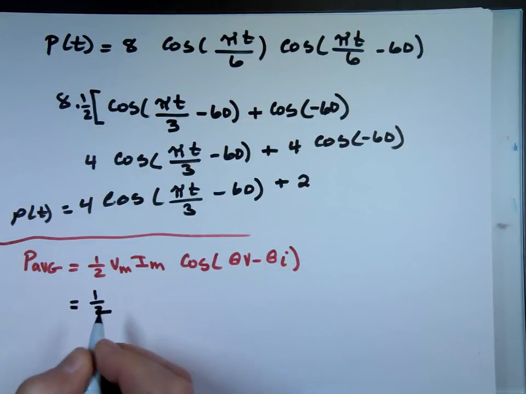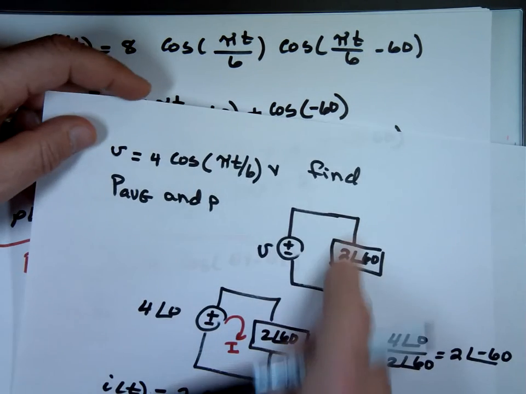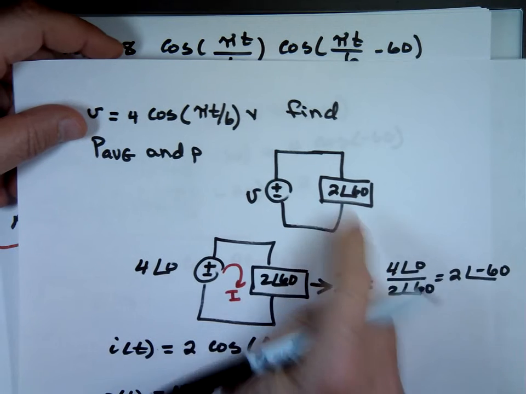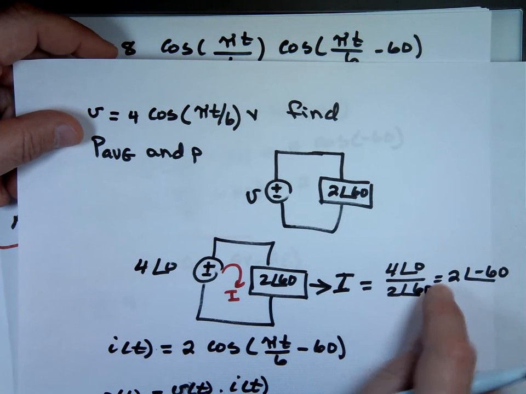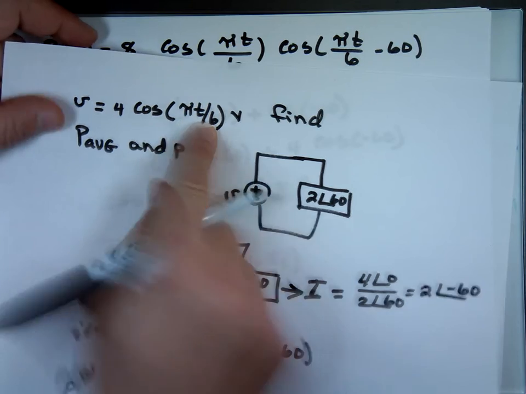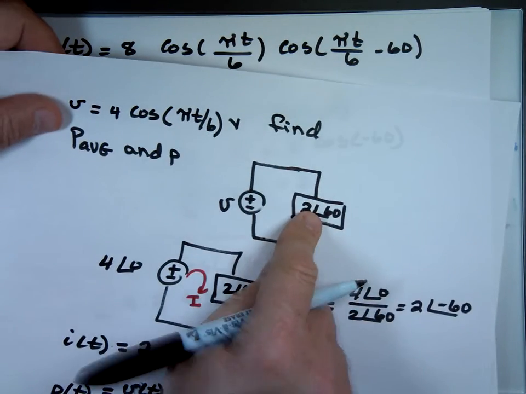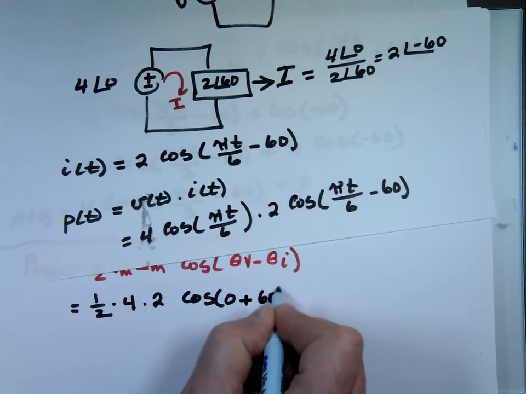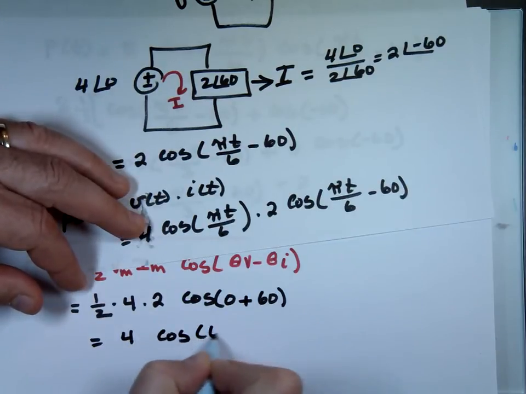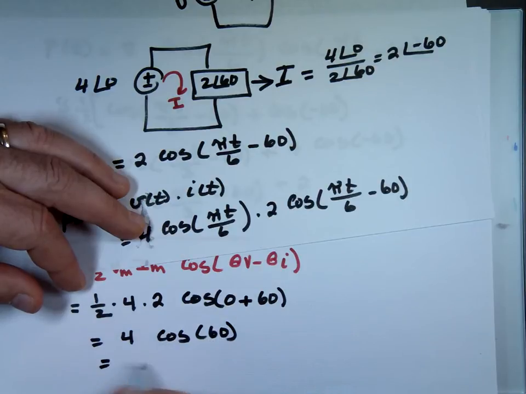Let's go back to my circuit. What is the maximum voltage across this? Isn't that 4? What's the maximum current? Isn't that 2? Cosine, what's the voltage phase shift here? 0. Minus, what's the voltage phase shift for this? Negative 60? Minus a minus 60, that's plus 60. 4 cosine 60. Cosine 60 is 1/2 times 4. That's a 2.